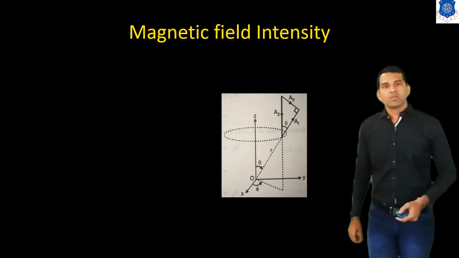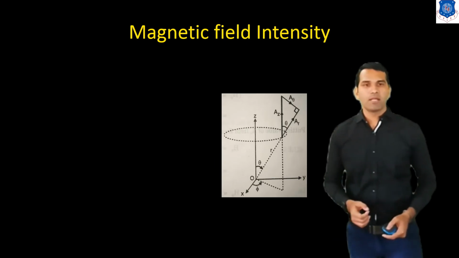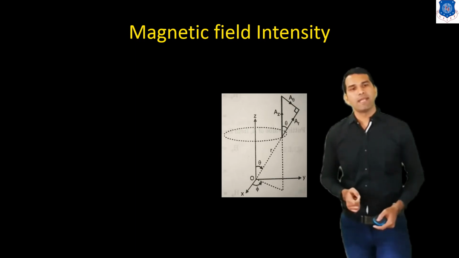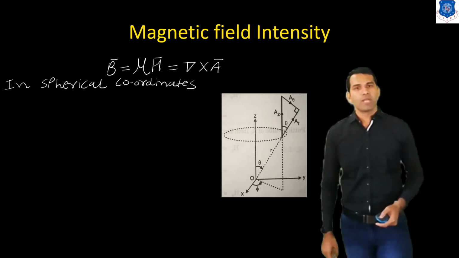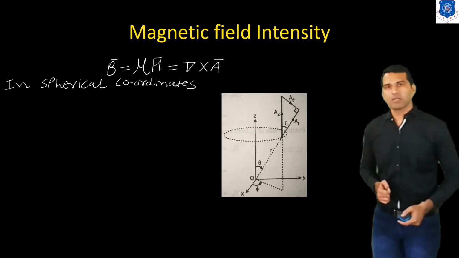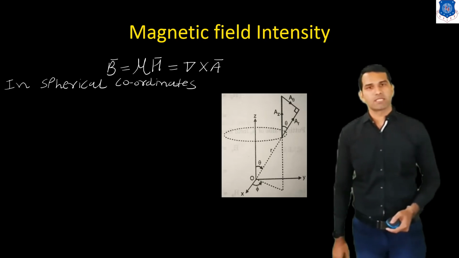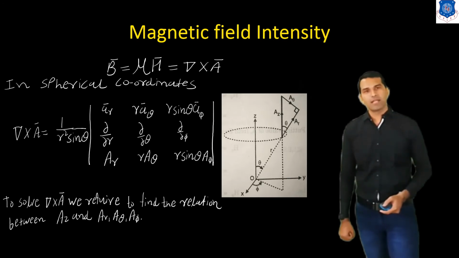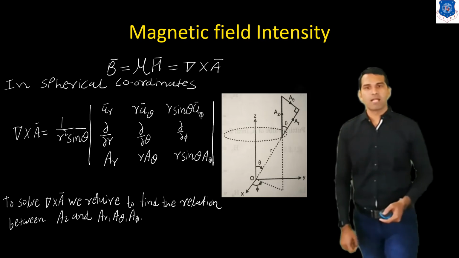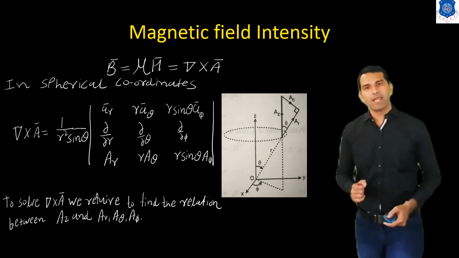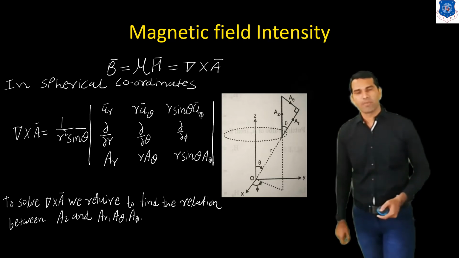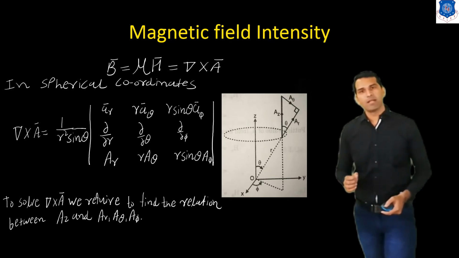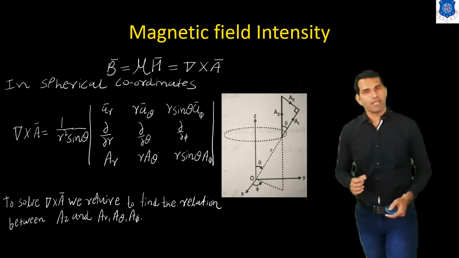Now second, to analyze this dipole antenna we have to find the magnetic field intensity. We can find the magnetic field intensity by using this equation: B is equal to mu into H is equal to del cross A. In the spherical coordinate system, del cross A we can write as 1 upon r square sin theta, determinant of ar, r a theta, r sin theta a phi, del by del r, del by del theta, del by del phi, and Ar, r A theta, r sin theta A phi.